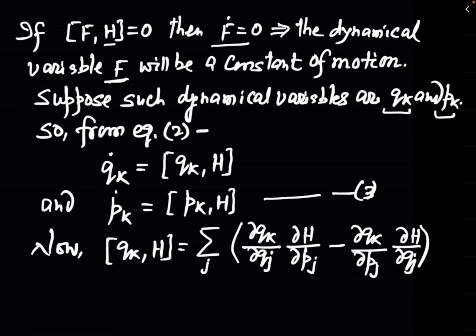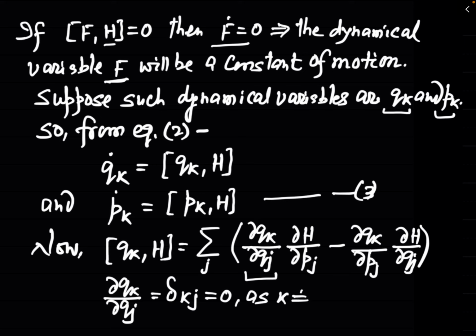But see here, del qk by del qj. Can you say what is this? In fact, del qk by del qj is equal to delta kj. And this will be equal to 0. Why? As k is not equal to j, and so this Kronecker delta is equal to 0.